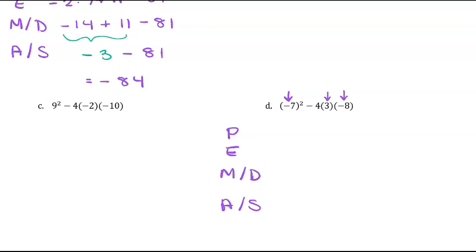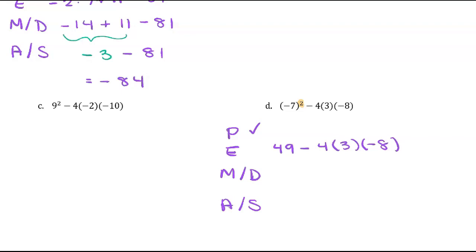So let's go on to our exponent step. We do have an exponent with our negative 7 squared. So that's negative 7 times negative 7, which is positive 49. So now we have positive 49 minus 4 times 3 times negative 8.